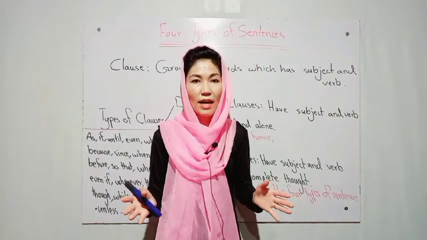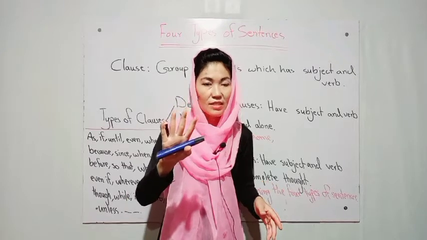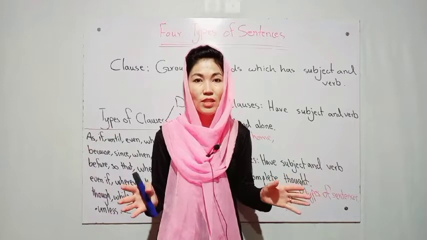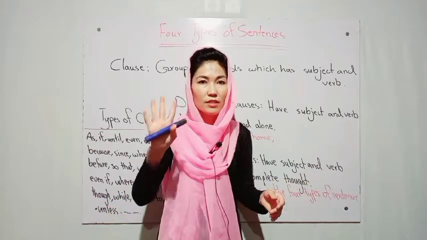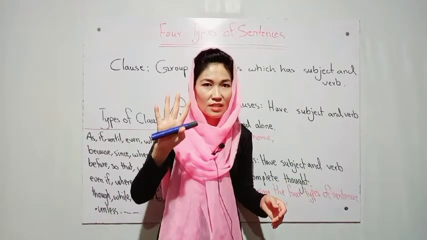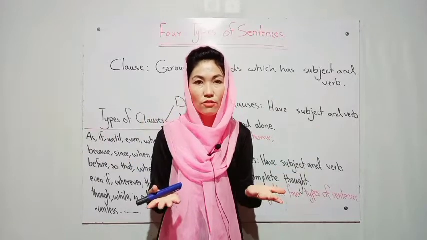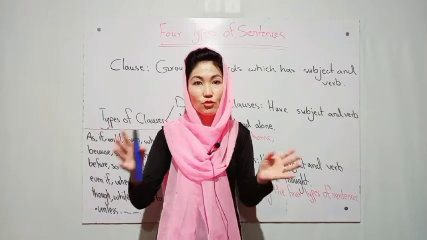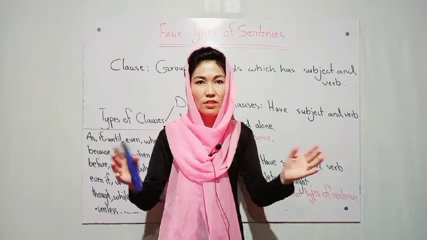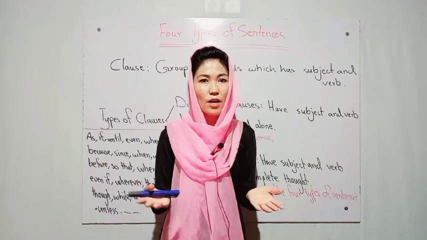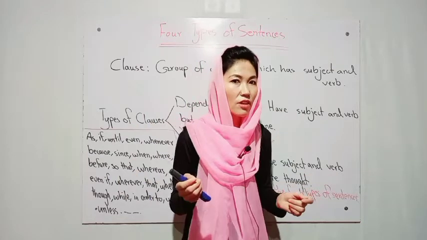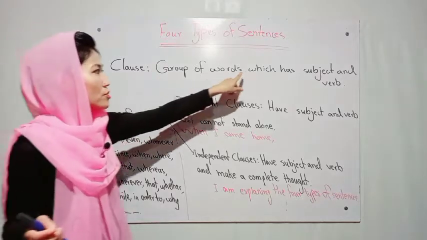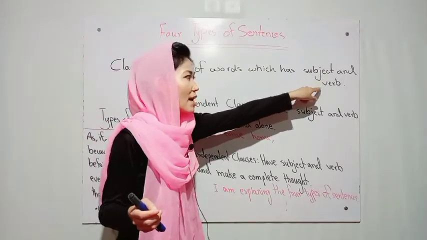Before we talk about 4 types of sentences, it is so necessary for us to know what a clause is, because the 4 types of sentences are combinations of clauses. Maybe one dependent clause and one independent clause, 2 independent clauses, different clauses. By combination of them, we make a complete thought. So, first, what is a clause? A clause is a group of words which has a subject and verb.